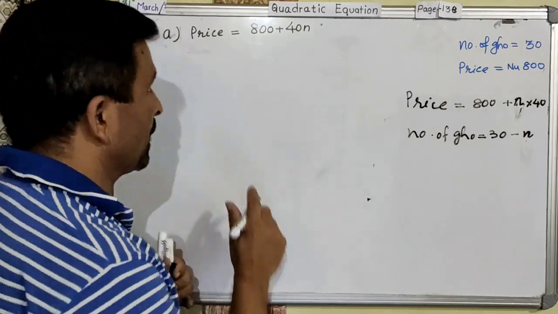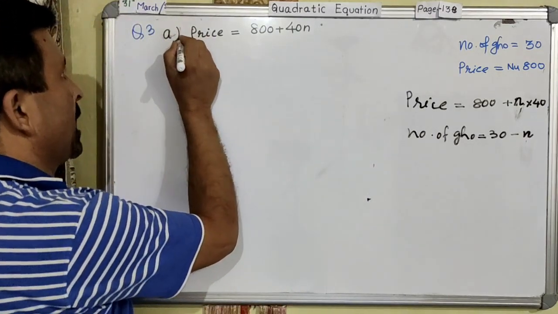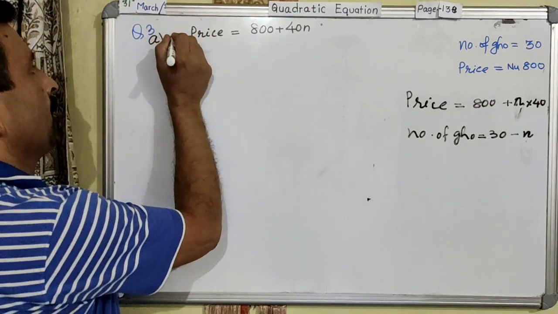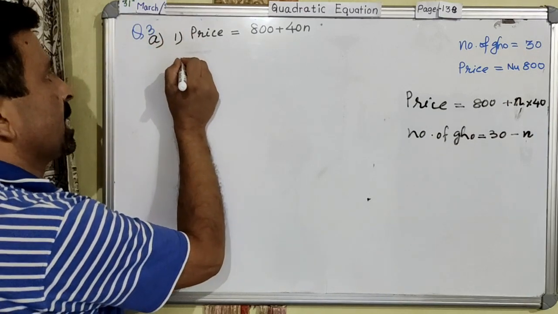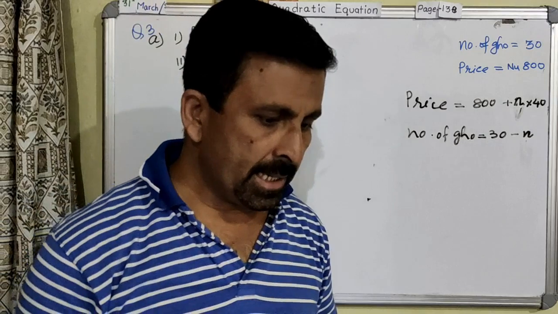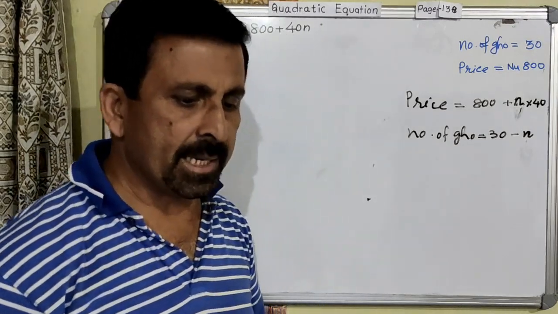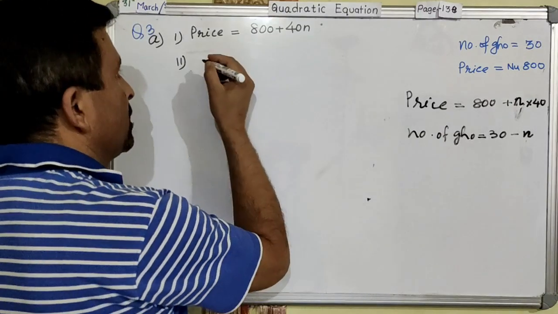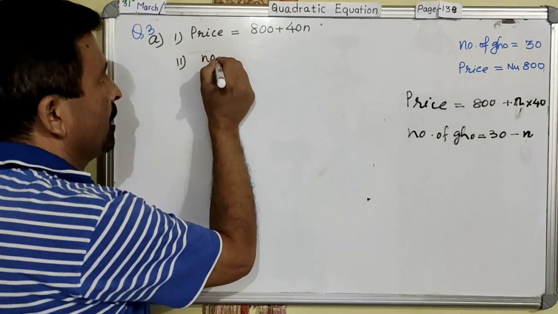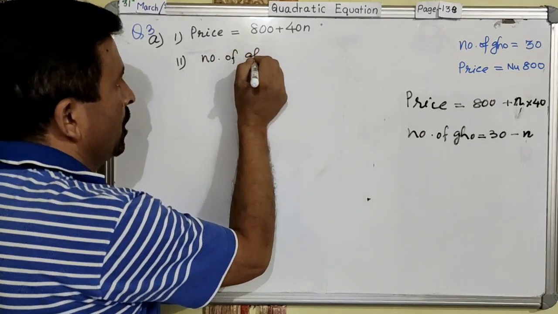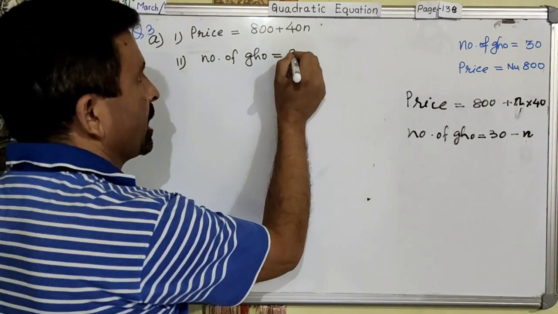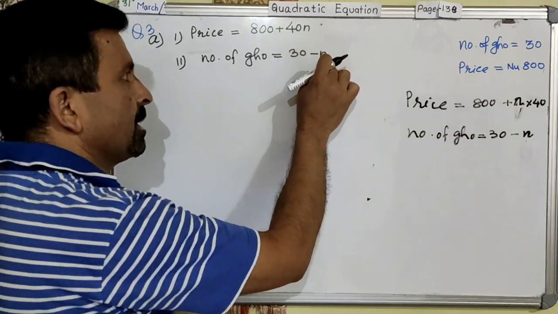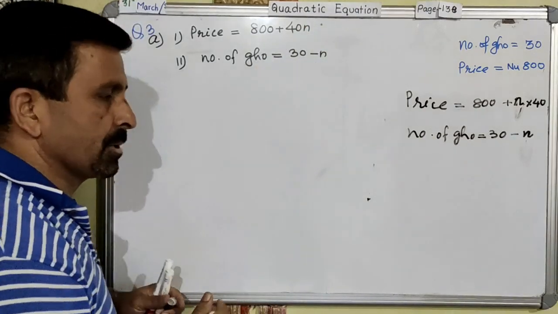Is this very clear? This is part 1 of A. Part 2 says, write an expression to represent the expected number of go that will be sold weekly after n price increases. So the number of go sold will be 30 minus n. Every time the price increases, the sale will decrease by the same amount.